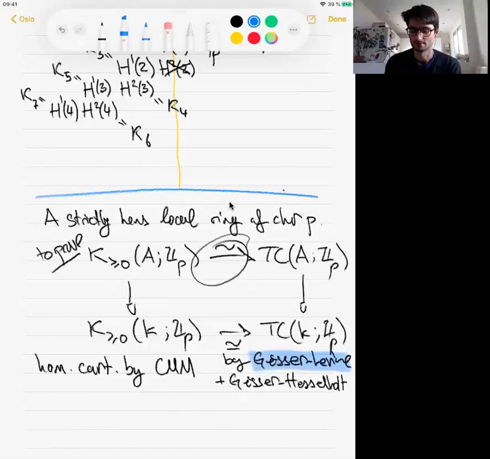Let me start with an easier question. If you're formally smooth over ZP, let's say, so I take some smooth algebra over ZP and I p-adically complete it. In this case, apart from this p-adic completion issue, one already has a candidate for p-adic motivic cohomology.